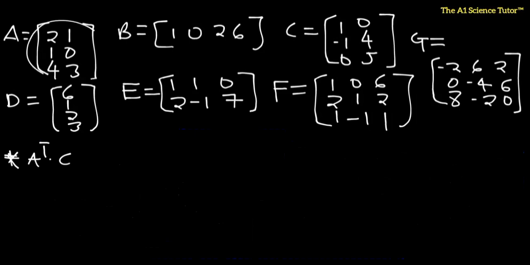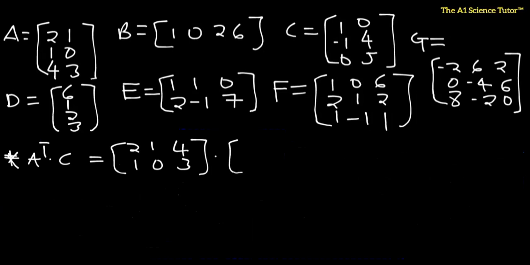So this is the matrix A, and we need to transpose it. So basically that is going to be 2, 1, and we have 1, 0, and we're going to have 4 and 3 here. So this is A transpose, and we need to multiply this with C. So C, need to redraw this. This is going to be 1, negative 1. You have 0 here, and this is a 0, 4, and we got a 5 there.